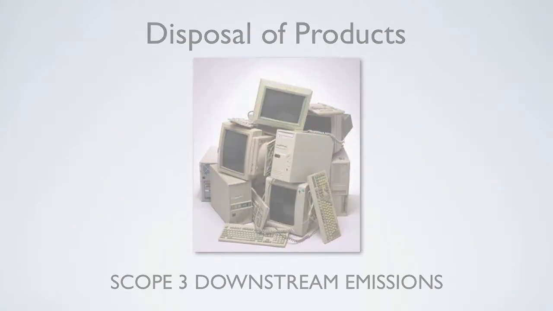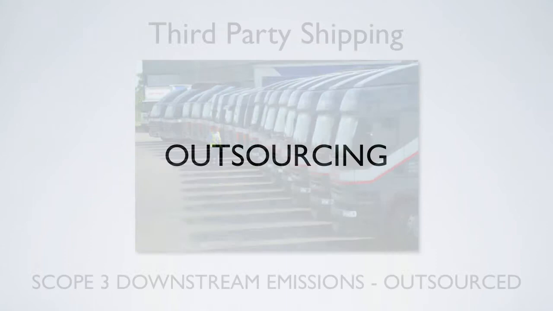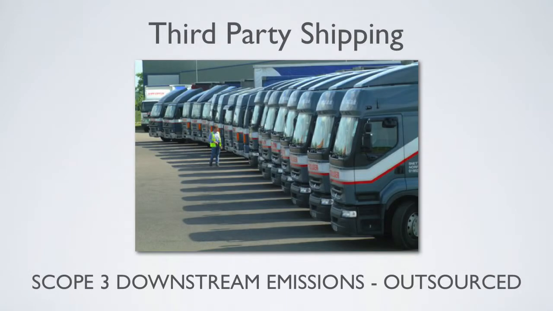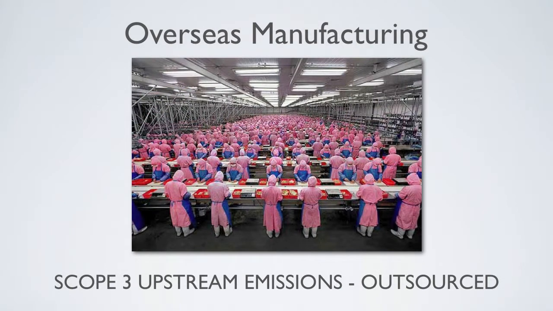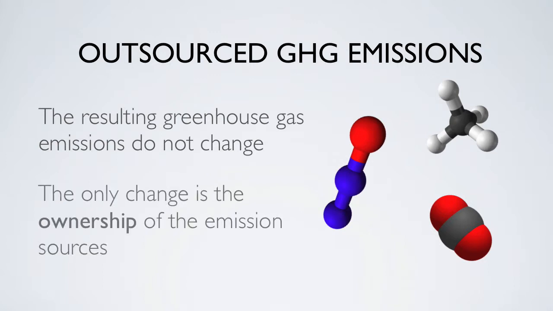A common source of Scope 3 emissions is outsourcing. For example, most companies outsource product distribution to third-party shipping companies like UPS or FedEx. Some companies even outsource the entire manufacturing process overseas. When GHG-emitting activities are outsourced, the resulting greenhouse gas emissions do not change. The only thing that changes is the ownership of the emission sources.